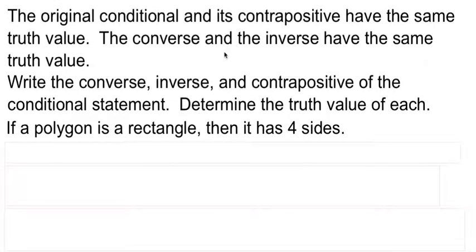And as it turns out, the original conditional statement will have the same truth value as the contrapositive. The converse and the inverse will have the same truth value also. Those two together will be the same. They may or may not be the same as the other one. The converse may not have the same truth value as the original conditional. But the converse and the inverse will have the same truth value as each other.